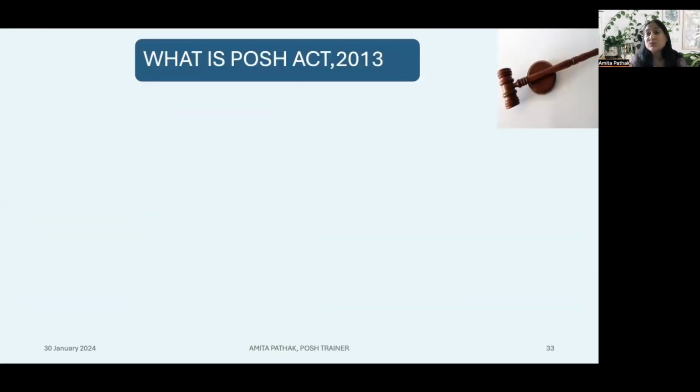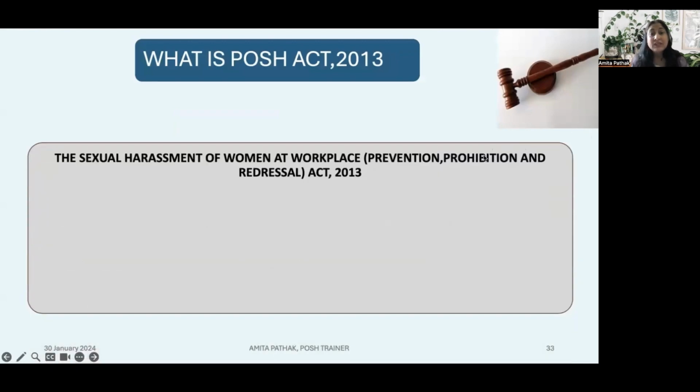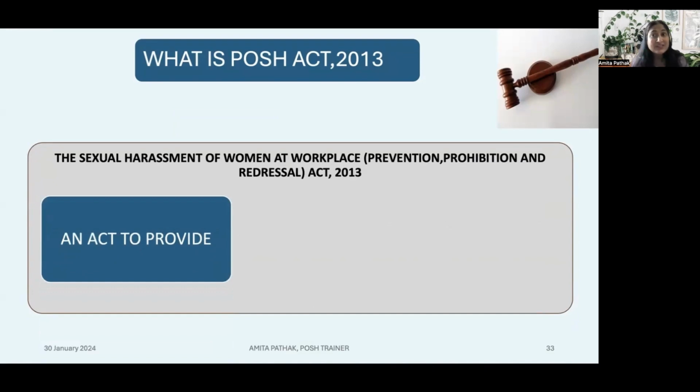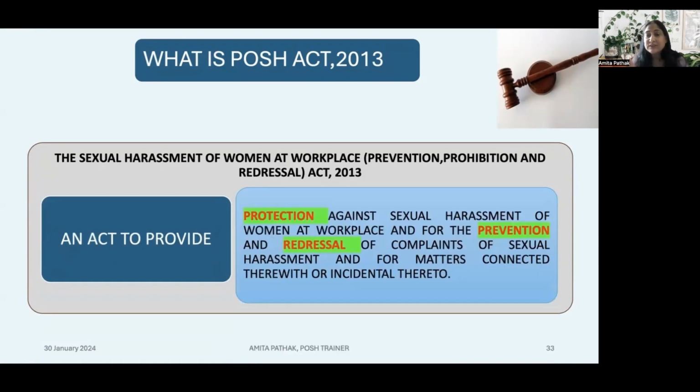What is the POSH Act 2013? The Sexual Harassment of Women at Workplace (Prevention, Prohibition and Redressal) Act 2013. This is an act to provide three things, dear friends. First, protection against sexual harassment of women at the workplace. Second, prevention, and third, redressal of complaints.